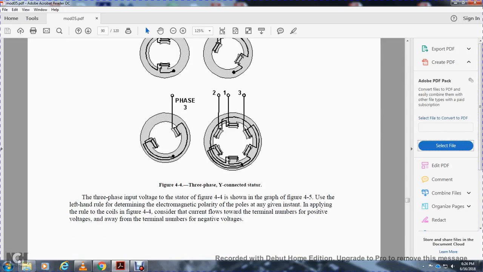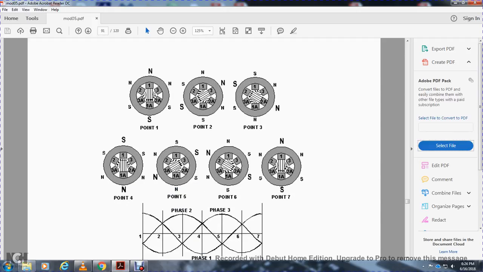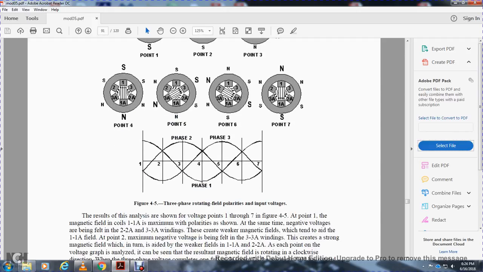The three-phase input voltage for the stator in Figure 4.4 is shown in Figure 4.5. Use the left-hand rule to determine the electromagnetic polarity of the poles at a given instant by applying the rule to the coils. In Figure 4.4, current flows toward the terminal numbers for positive voltage and away from the terminal numbers for negative voltage.